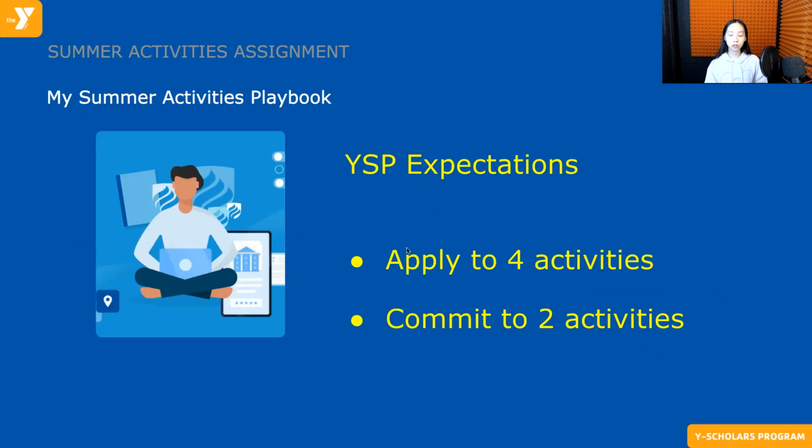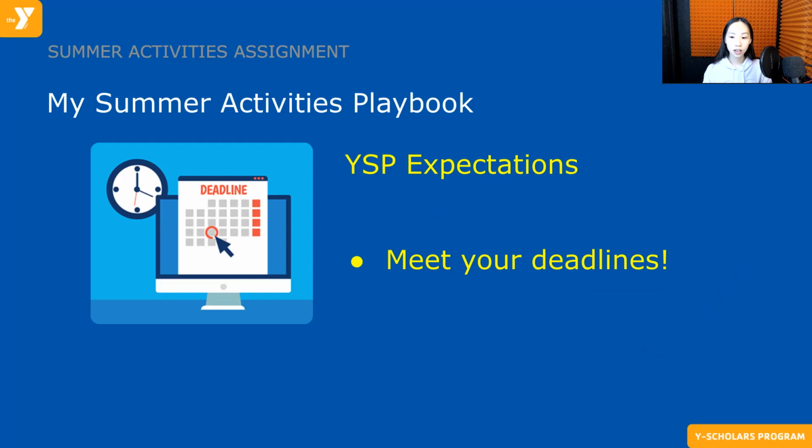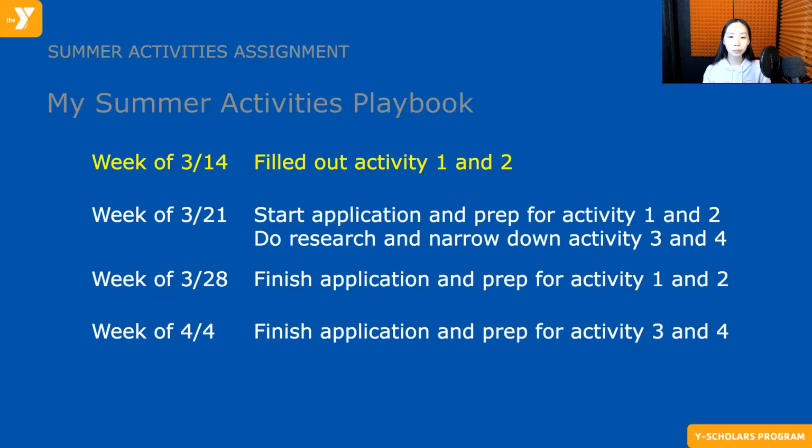Like I said at first, we expect you to apply to at least 4 activities and commit to 2. And we expect you to meet your deadlines. And talking about deadlines, please fill out activities 1 and 2. All right, I'm going to repeat again. Fill out activity 1 and 2. Okay, so that's it.